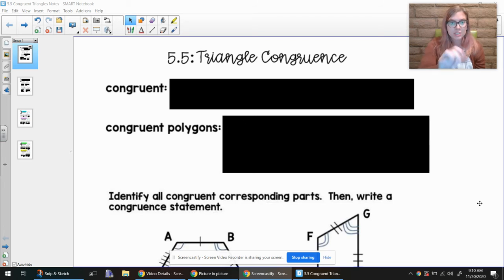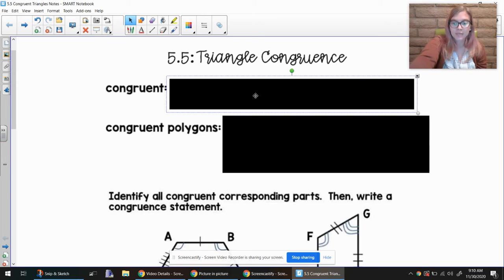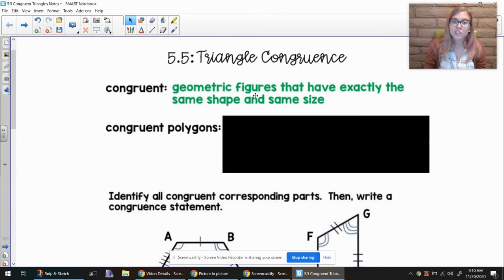So the first thing we need to do is understand what the word congruent means. Congruent are geometric figures that have the exact same shape and the same size. There's another word called similar, which are shapes that are the same shape, like a triangle and a bigger triangle, but they're not the same size. Congruent means same shape and same size.